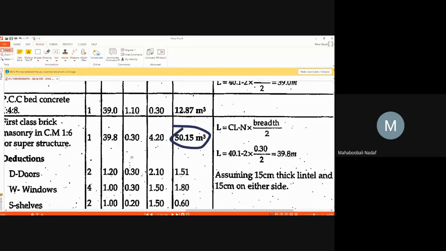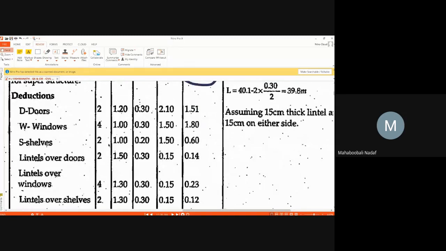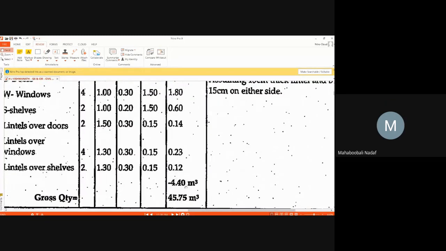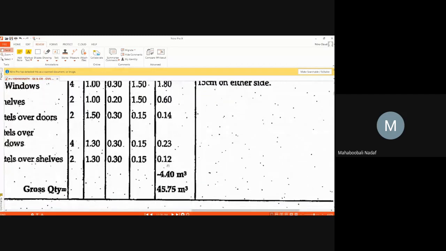So next, this is the gross quantity. Deductions are the same, no change. What we have done in the previous one, the deductions will be the same, so that is minus 4.4. From the gross 50.15, deduct that quantity and you'll get the net quantity. Is this clear? Yes, sir.